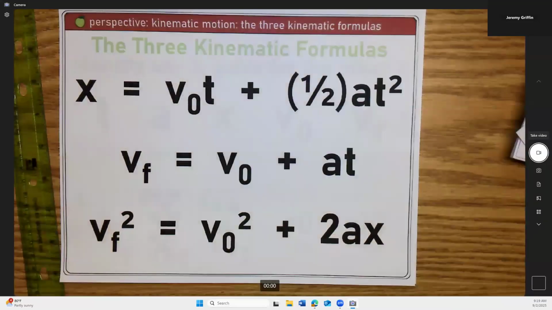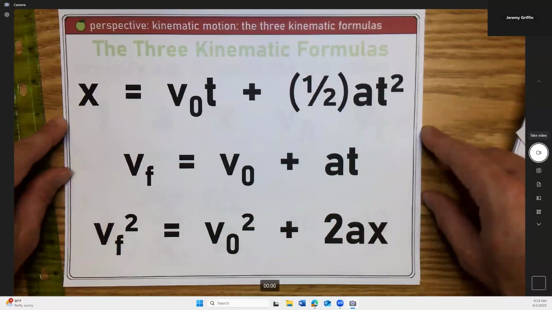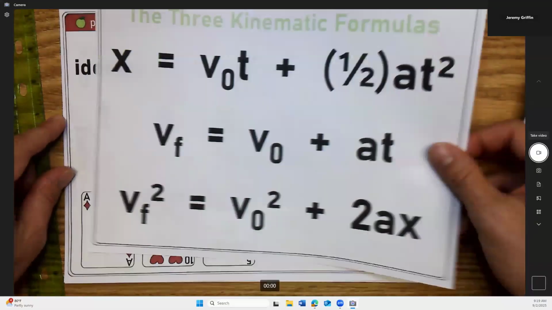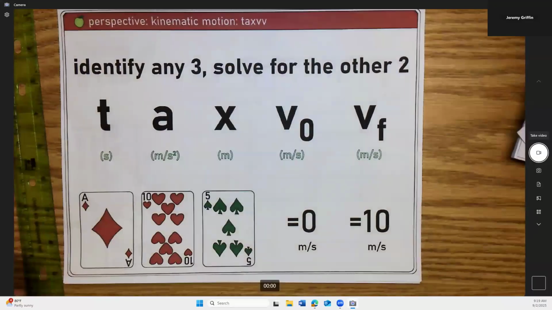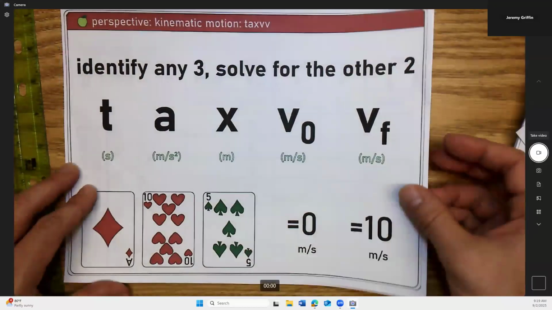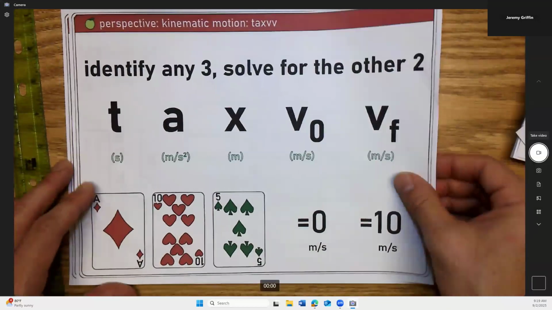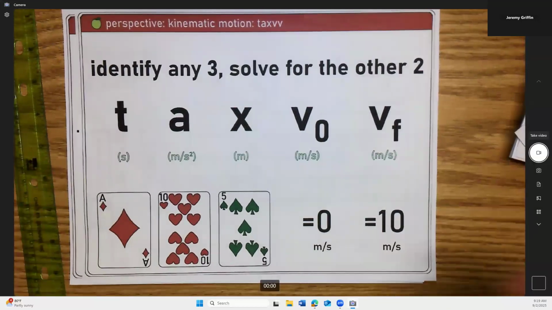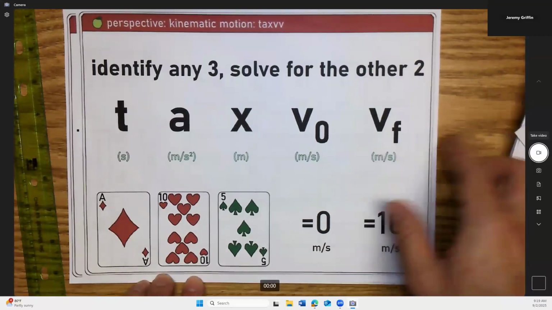All right, that brings us to these 3. We've been making good use of these. You guys remember the rule of thumb? If you can identify 3 of those variables, then in principle it is solvable. It's sometimes a little more sneaky and hidden. Like, let's say maximum height. You have to say, okay, well, at maximum height, at the top, the final velocity would be 0.